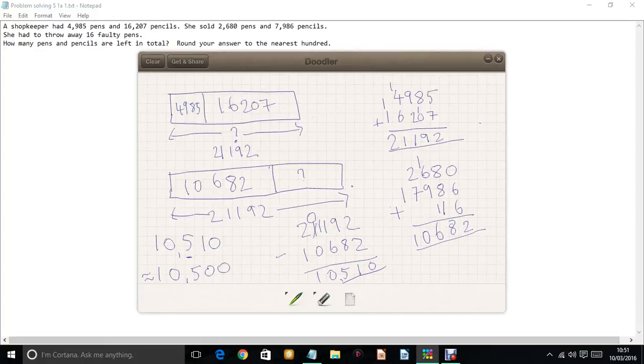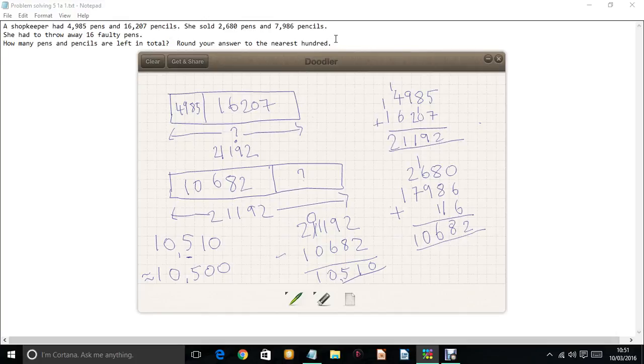Okay, the question is, a shopkeeper had 4,985 pens and 16,207 pencils. She sold 2,680 pens and 7,986 pencils. She also had to throw away 16 faulty pens. The question is, how many pens and pencils are left in total? This is how many pens and pencils were left unsold, all right? And we're further asked to round our answer to the nearest hundred.